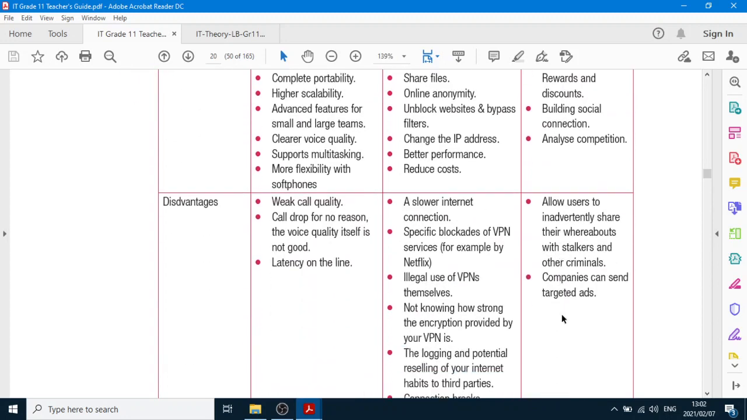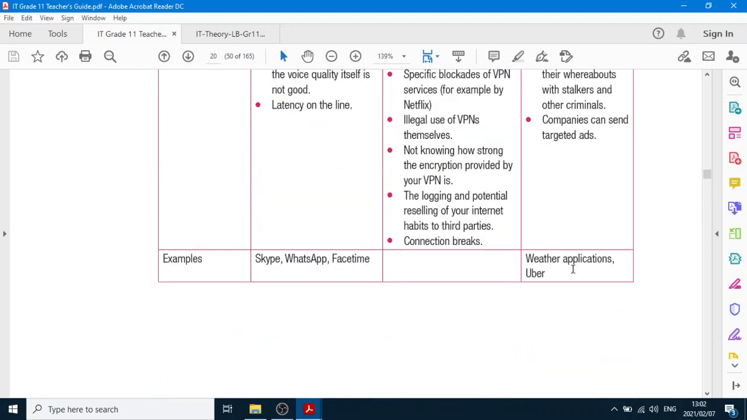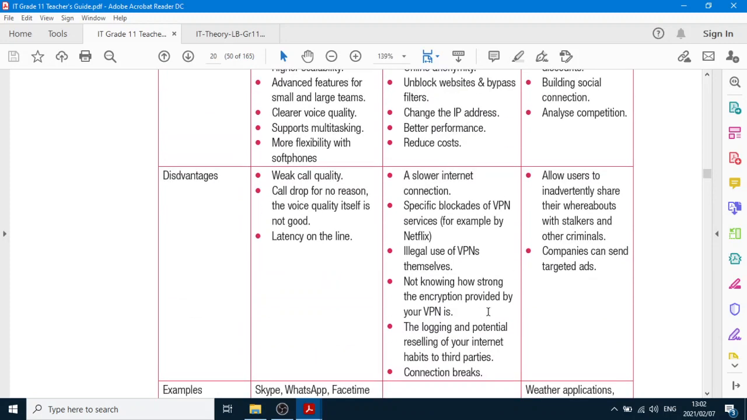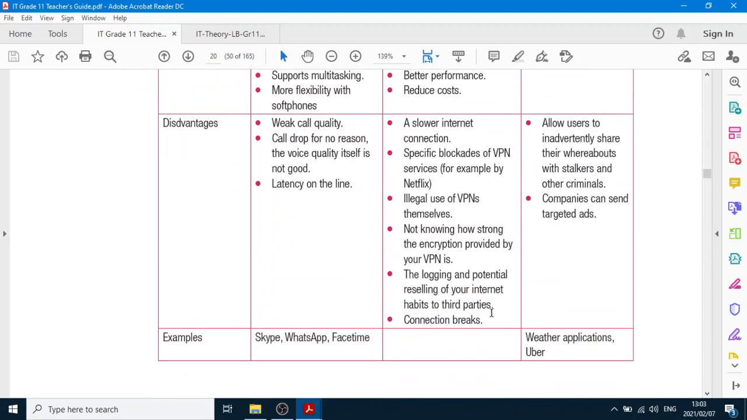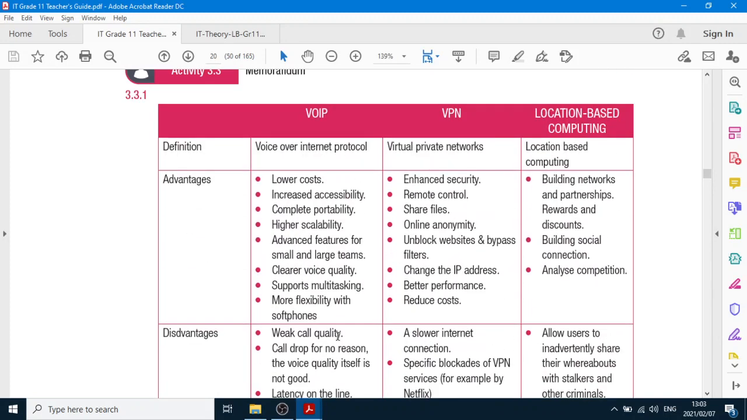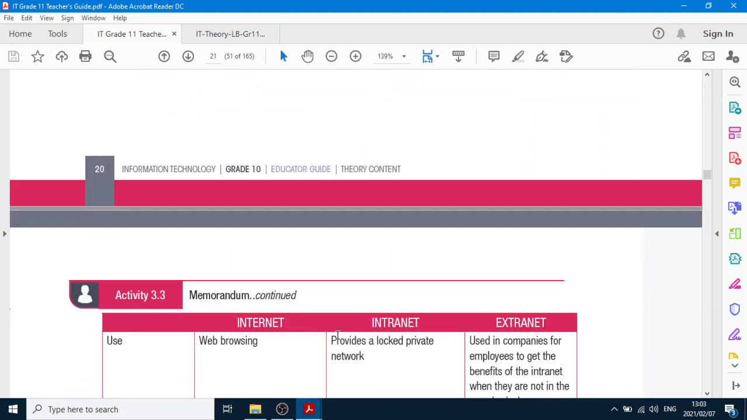Then location-based computing disadvantage: allow users to inadvertently share their whereabouts with stalkers and other criminals. And then companies can send targeted ads using location-based computing. All right. We all know about the examples.